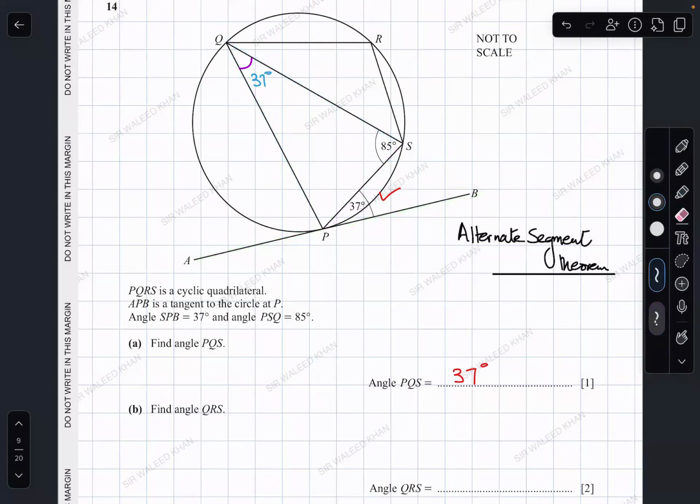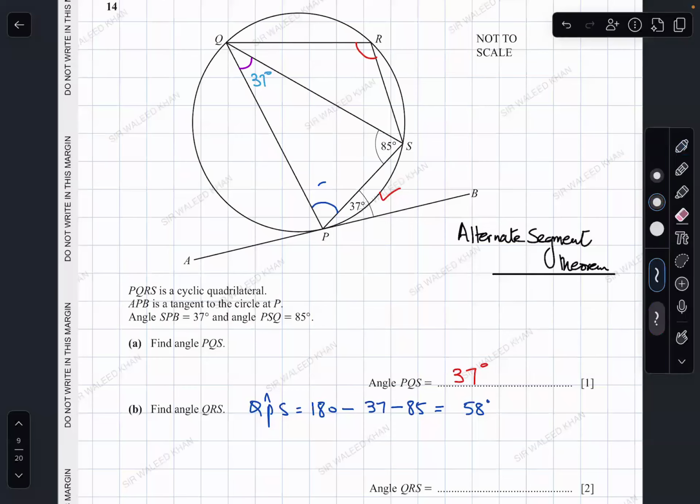Next, find angle QRS. Where is QRS? QRS, this over here. So we can easily figure out what this angle would be. I can figure out this angle. Because we have two angles in a triangle, I can just subtract it. 180 minus, this will give us QPS, 180 minus 37 minus 85. This will be 58. So this angle is 58.